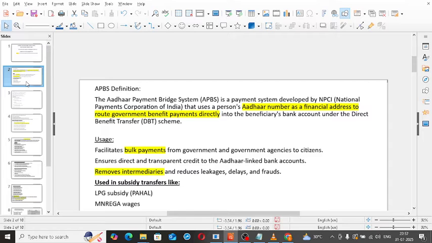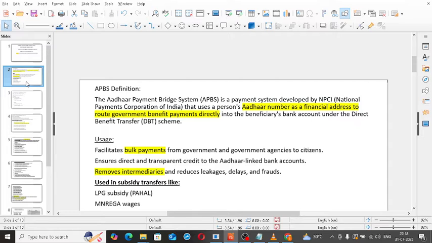The Aadhaar Payment Bridge System is a payment system developed by NPCI, the National Payments Corporation of India. It belongs to the Indian payment system and uses a person's Aadhaar number as a financial address to route government benefit payments directly into the beneficiary's bank account under the direct benefit transfer scheme, because the Aadhaar payment bridge system is used for the direct benefit transfer scheme.